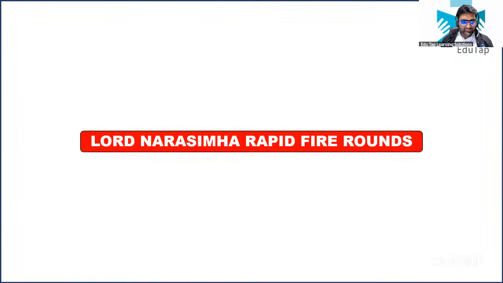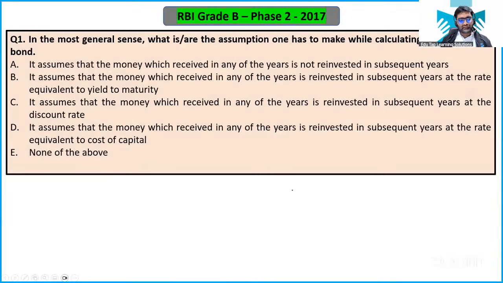Are you ready for this? Let's do some calculations also. Let's have a look at which kind of questions can be coming in the exam. Here is your first question. Let's quickly answer this question. In most general sense, what is the assumption one has to make while calculating the yield to maturity of the bond? What assumption has been made? I gave you some assumptions, two assumptions separately.